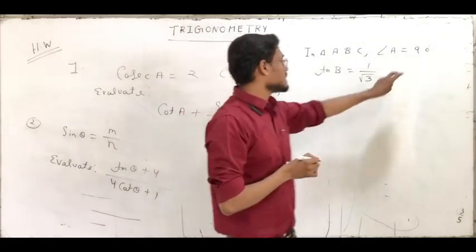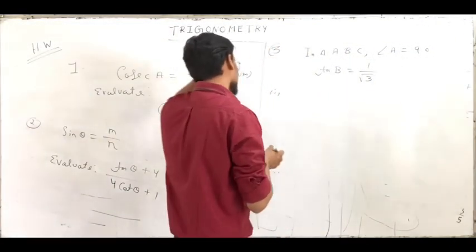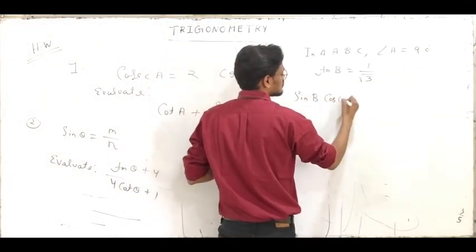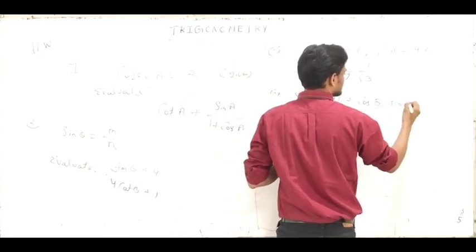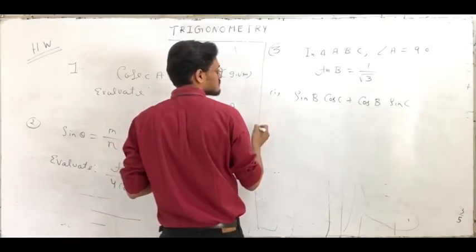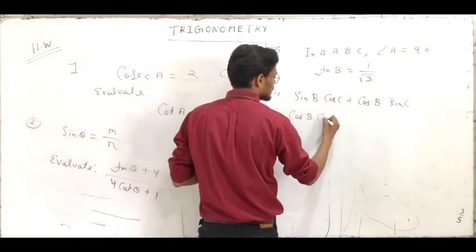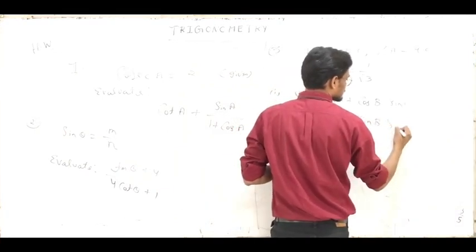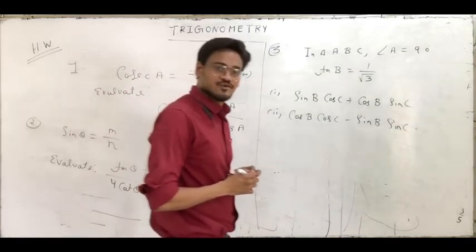Okay, see, angle A is 90 degree, that means B and C are acute angles. So you have to calculate, suppose sin B cos C plus cos B sin C. This is one question. In the second part I am giving you cos B cos C minus sin B sin C. That's all. Okay, so this is your today's homework.